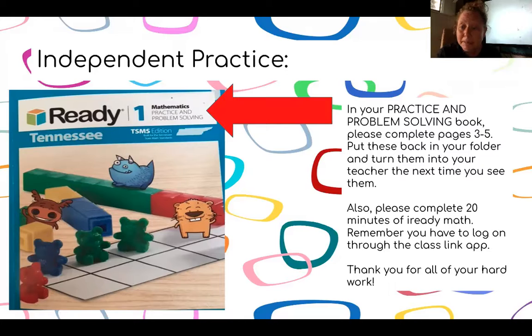Also, please complete 20 minutes of iReady Math. Remember, you have to log in through the ClassLink app. Some of you might already have an assignment sent to you from your teacher on skills that you need to work on. So if you have an assignment from your teacher, do that one first. If you have time when you're finished, you can do the other things on iReady. But if you have an assignment, do that one first.